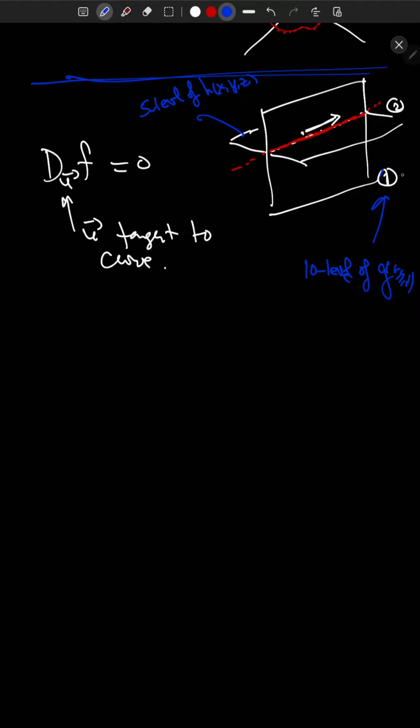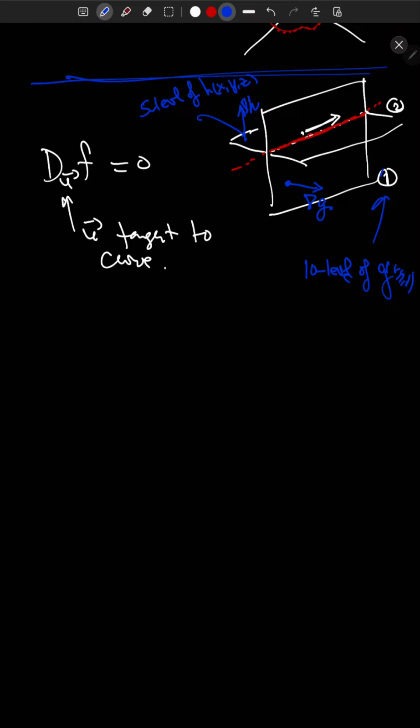So gradient of g is going to be perpendicular to my level curve, so it's going to be in this direction, gradient g. Gradient of h is going to be in that direction, or the opposite, but that doesn't really matter too much.